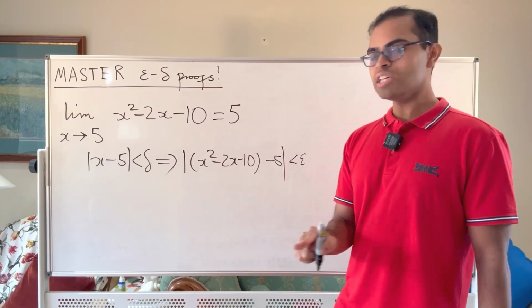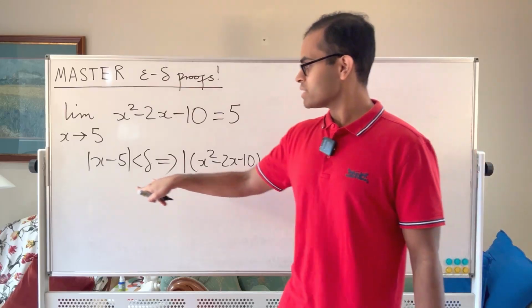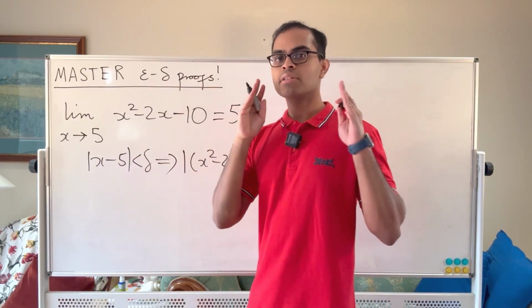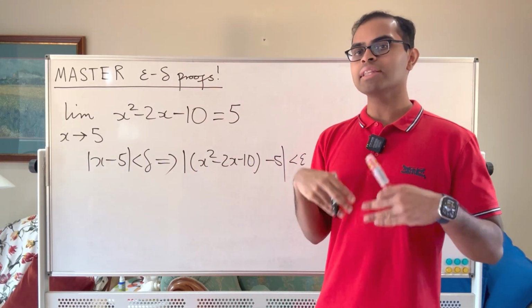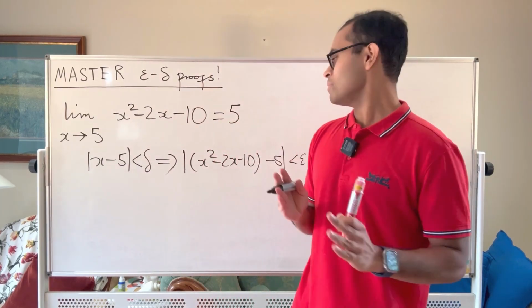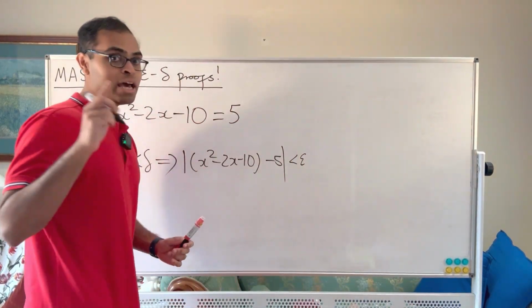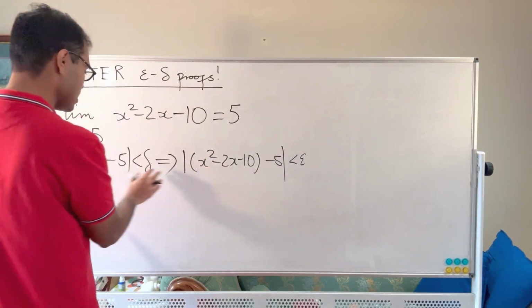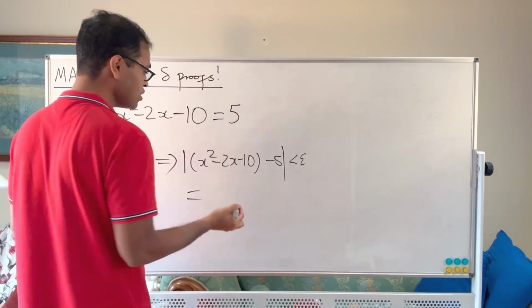What you need to do is write this expression somehow in terms of x minus 5. So these are the preliminary steps. It's not the actual proof, which will come later on that side of the board. The preliminary steps are that we need to write this in terms of x minus 5. So this is going to make sense.